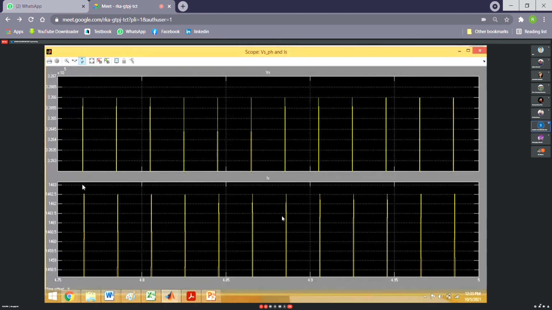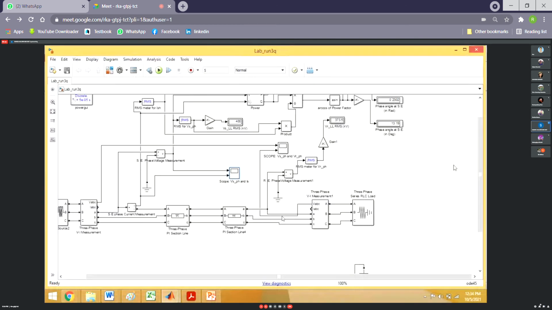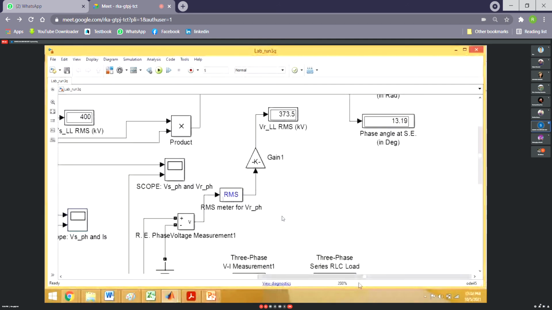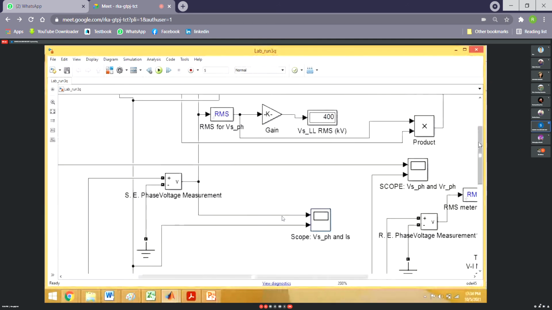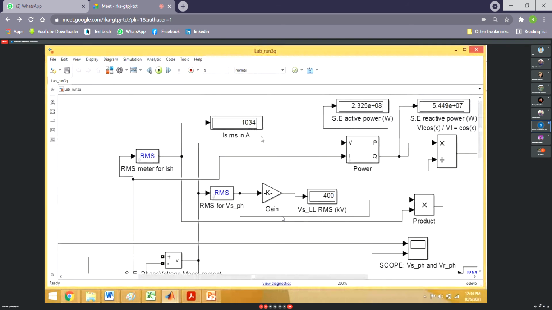Now you can see there is very small deviation in the angle difference between the two peaks. That's why the angle is 13.19 degree. I hope you have tabulated the current as 1462.5 ampere. Next, the RMS quantities you can tabulate yourself. The RMS current is 1034 ampere.